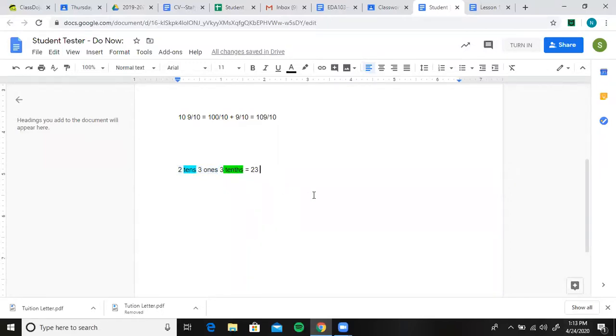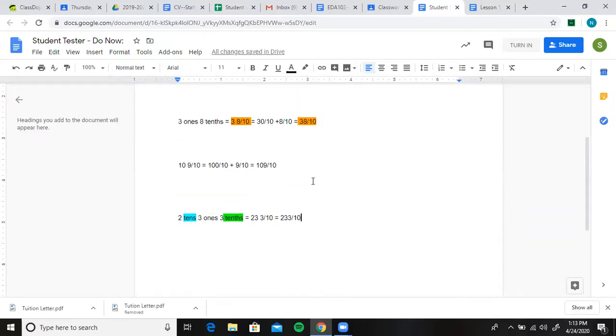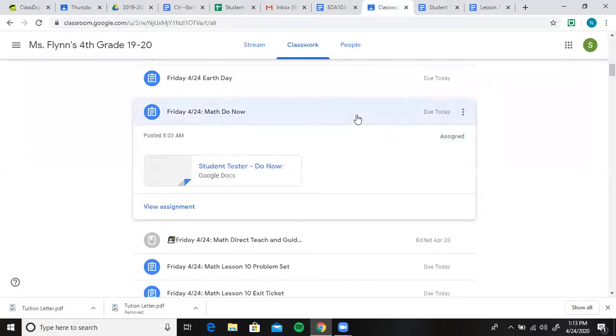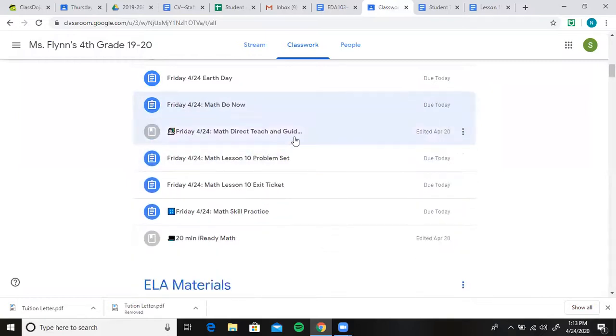Then I look at my tenths because that's my fraction, 3 tenths. That tells me there's 3 over 10. When I think of my mixed number, I'm going to have 233 tenths because I had 10 tenths 23 times plus 3 more tenths is going to give me 233 tenths.